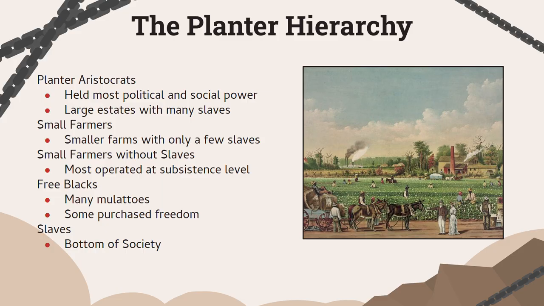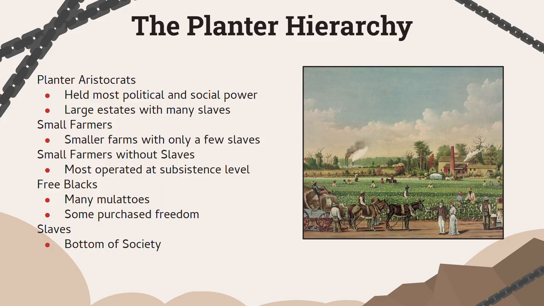Underneath that were smaller farmers who had smaller plots of land and maybe had 10 or fewer slaves. But overall, even with the large planter aristocrats and these smaller farmers, only about a fourth of all plantations in the South actually had slaves. But a lot of smaller farmers were put out of work by these large plantations and basically forced to sell their land to larger plantation owners.